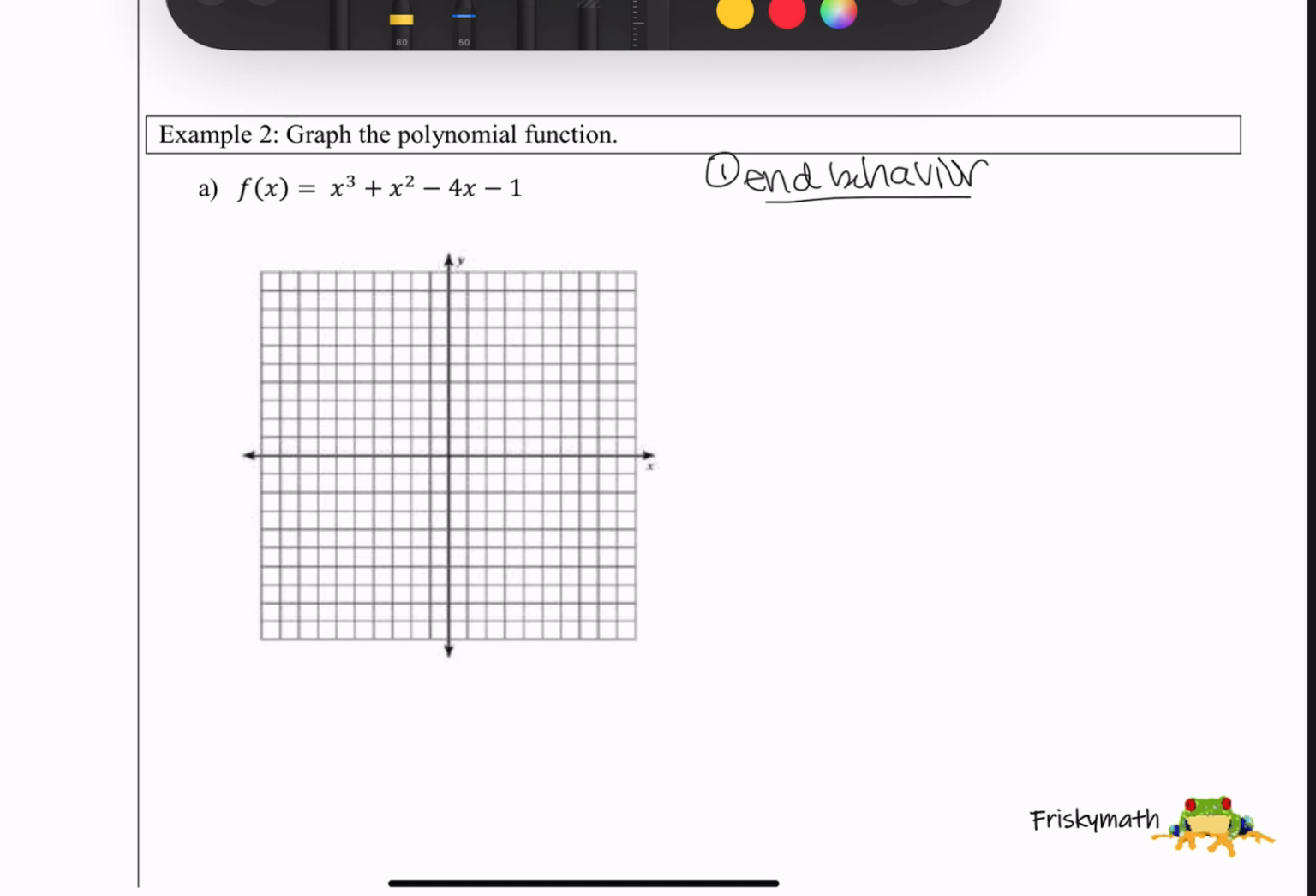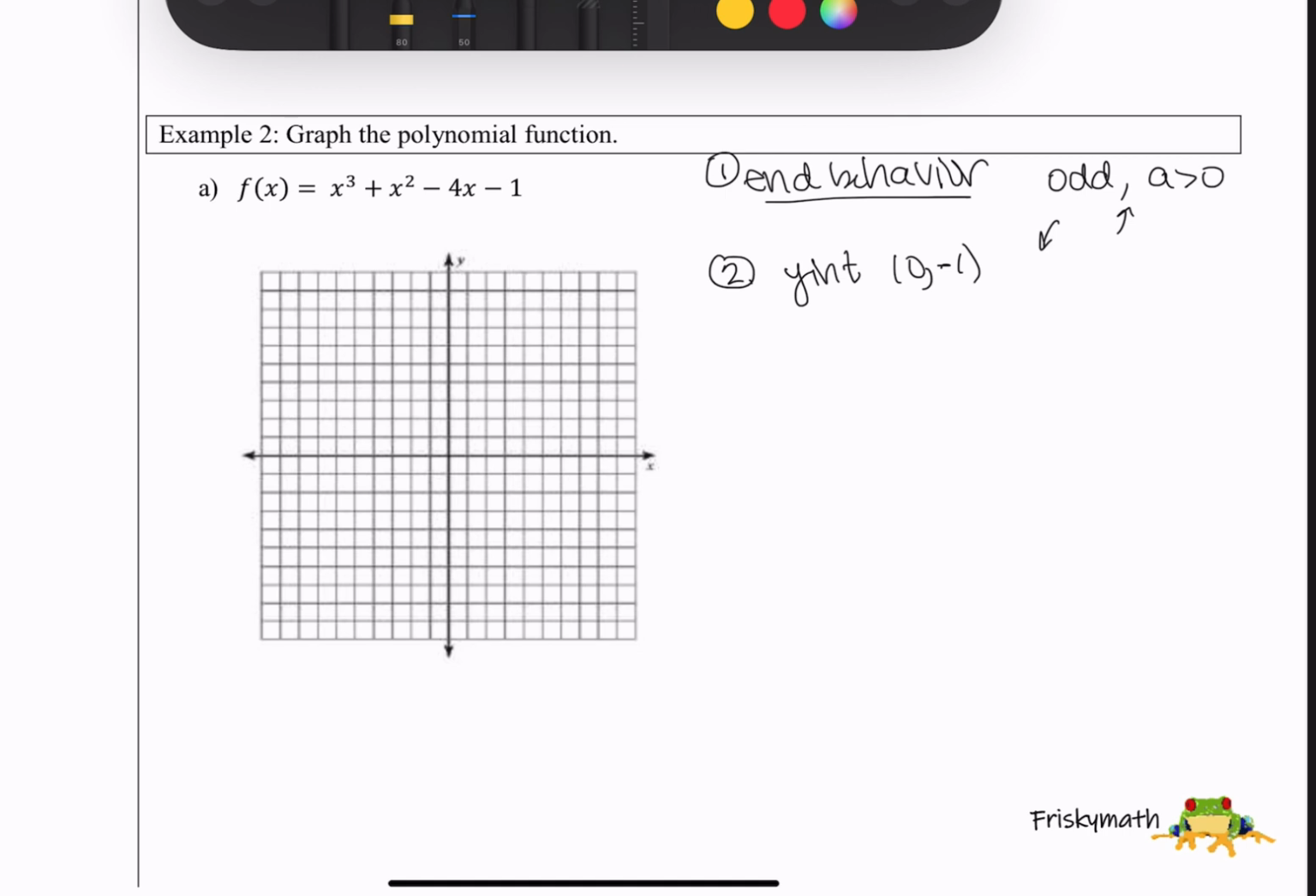Well, it's odd. And we also know that our leading coefficient is positive, which means it must go down on the left and up on the right. I also know the y-intercept. My y-intercept is the same as whatever my constant is. And my constant here is -1. So my y-intercept is (0, -1).